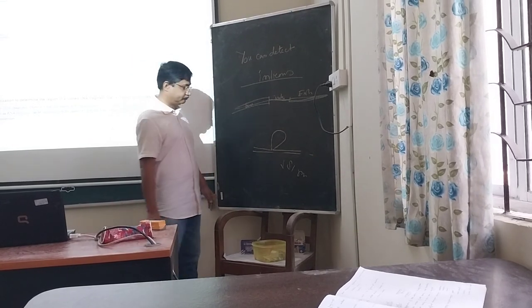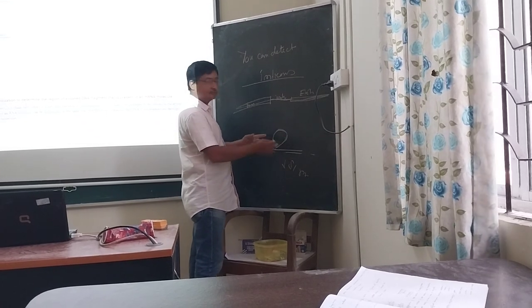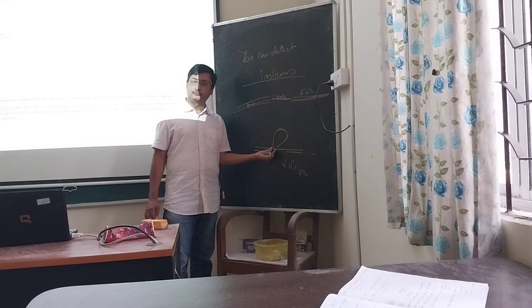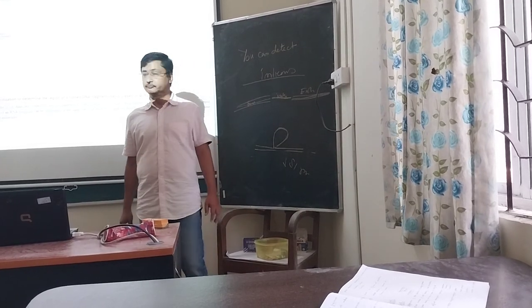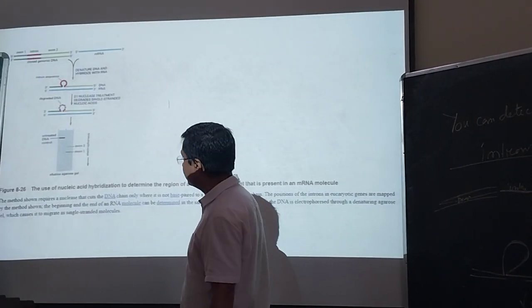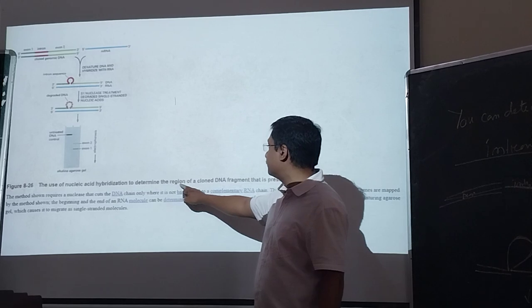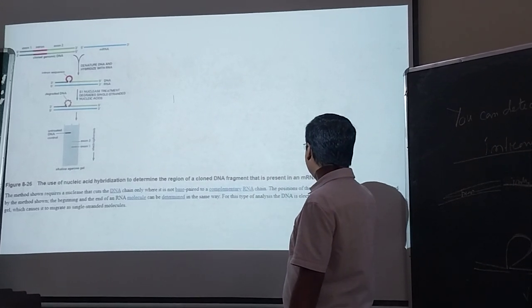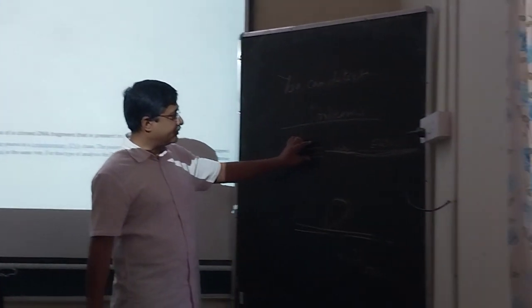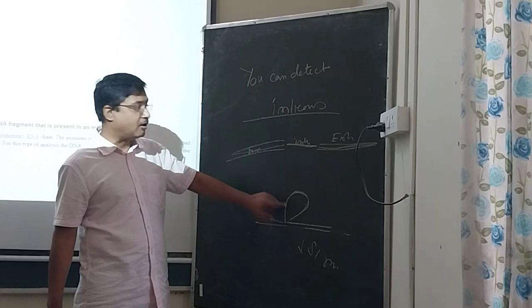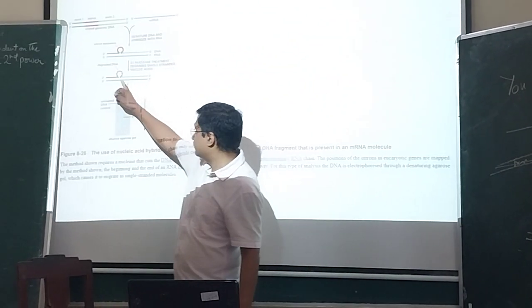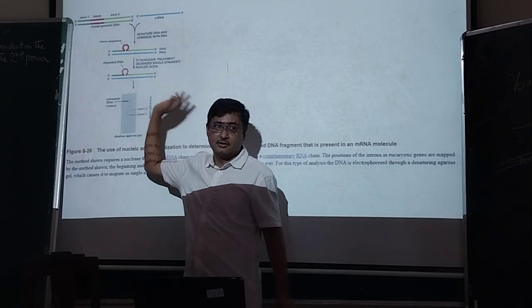Or we can find out this sequence to understand which part is the intron. You can cut this part and you can actually sequence it. Here you can see S1 nuclease treatment degrades this. So this is the use of nucleic acid hybridization to determine the region of a cloned DNA fragment that is present in an mRNA molecule. The mRNA sequence can be detected by hybridizing. We can say from this data that this is the boundary of intron and exon, the intron-exon boundary.